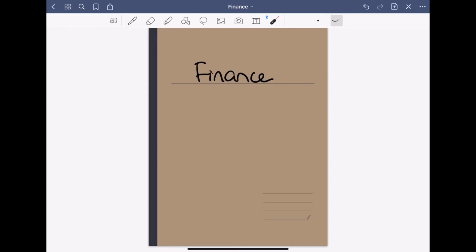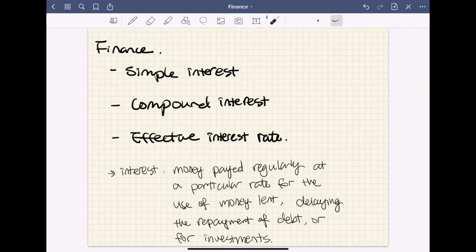So for this week, I just want to talk about the basics of the finance unit, which is the interest. There are three topics that I want to talk about today: simple interest, compound interest, and the effective interest rate. Before talking about those, we need to know what interests are.